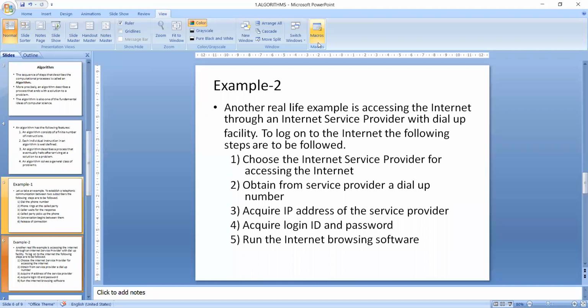So this is a second example of writing an algorithm, a real example. Take an ATM machine. If you want to withdraw some money through the ATM, what are you doing? First of all, step 1, you go in front of the ATM machine and you have to insert a card.